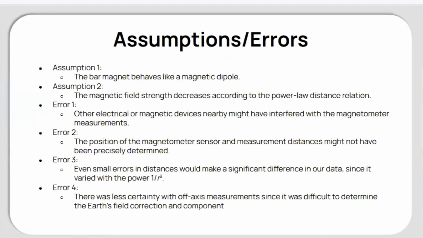So, our assumptions and errors. For this lab, we assume that the bar magnet behaves as an ideal magnetic dipole, and that the magnetic field follows a power law relationship with distance. Major sources of error include interference from nearby magnetic or electronic objects, and uncertainty in locating the exact position of the phone's magnetometer sensor. Because the magnetic field goes approximately as 1 over r to the third power, even small distance errors could significantly affect the results.